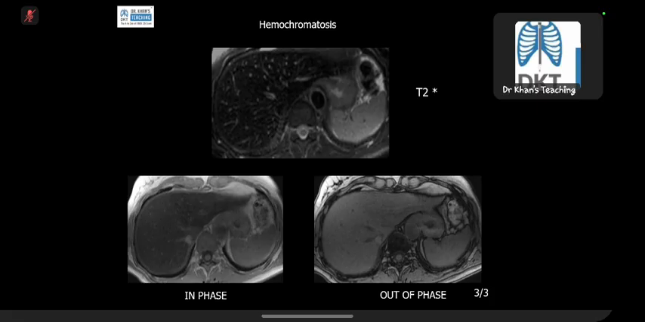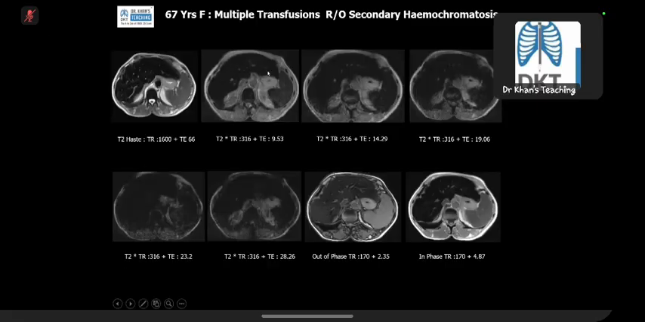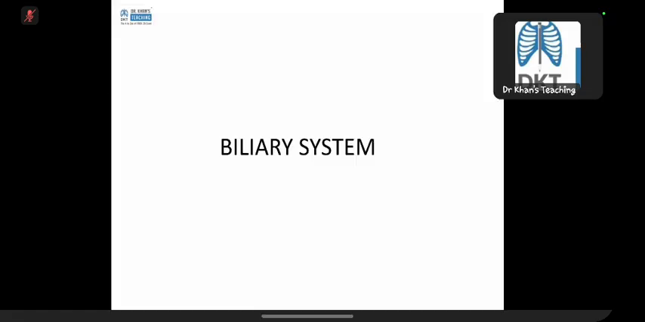The key thing is that we do a sequence known as gradient echo sequence. We do 5 sequences. This black thing actually is iron. It's a very specific tool. It can give you that this is hemochromatosis, and we can also quantify.